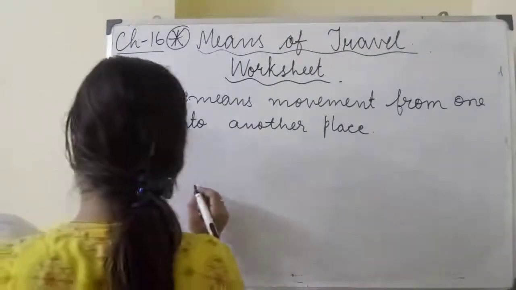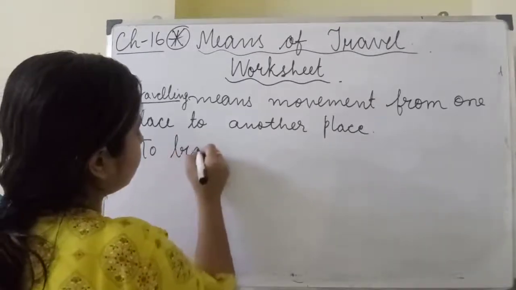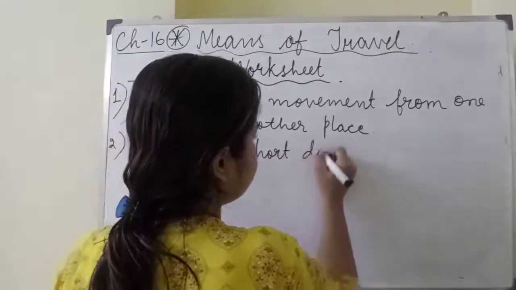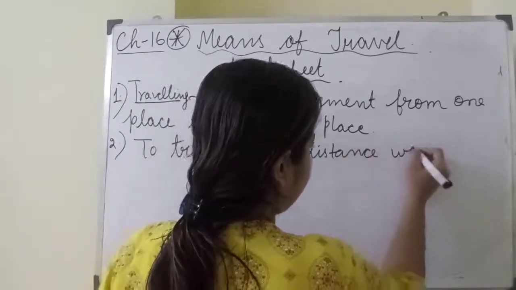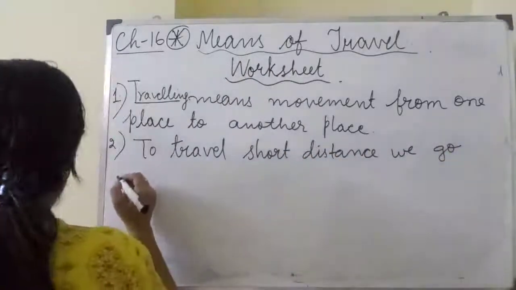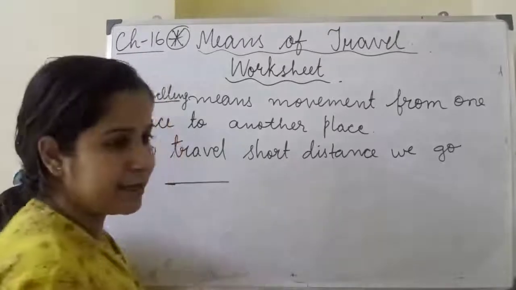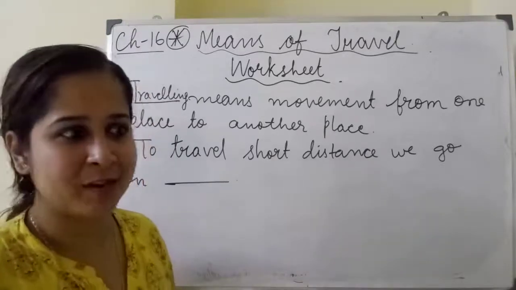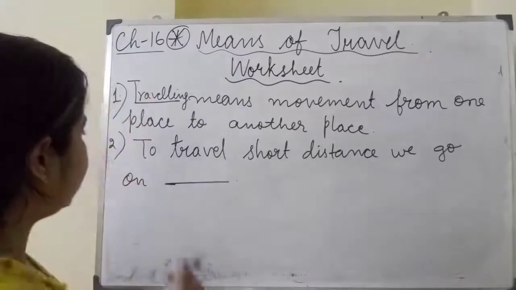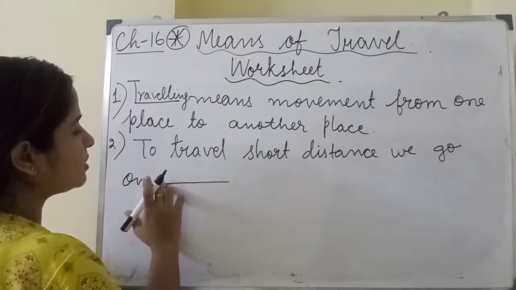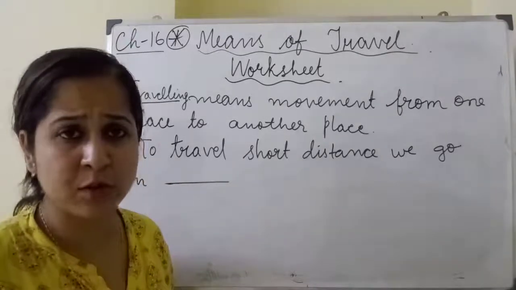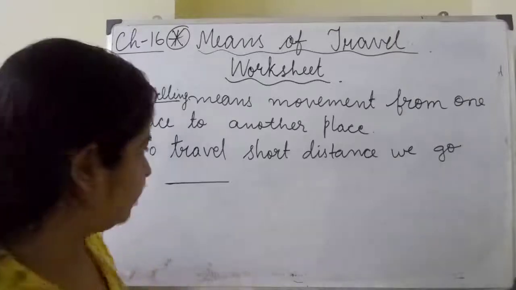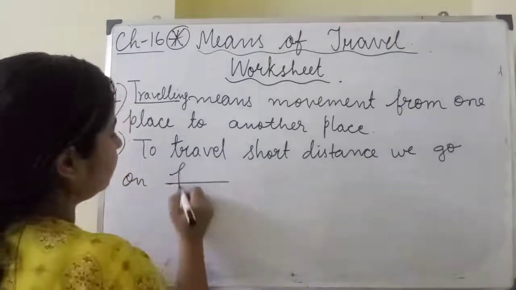Now second number is to travel short distance, we go on foot. Yes, what I said in the beginning of the chapter, that for short distances we are not hiring a bus, tram, taxi, two-wheeler or an airplane. For the very nearest distance we are walking on foot. Fine. And for short distances we can also take a cycle or two-wheeler or scooty, but this is the physical work that we should do. For those very short distances we should not take help of these vehicles, we should walk. So to travel short distances we go on foot.